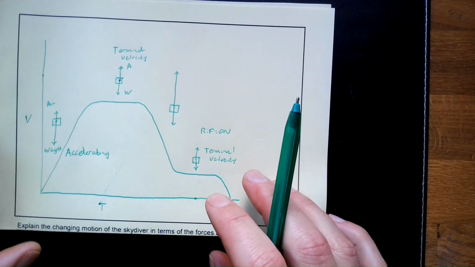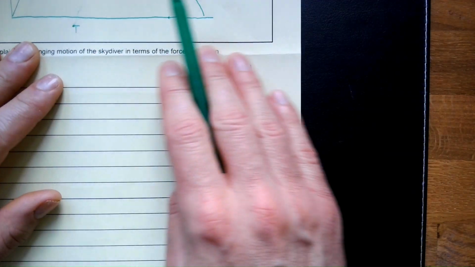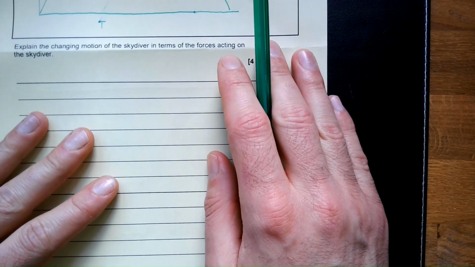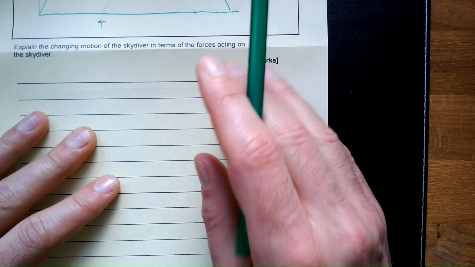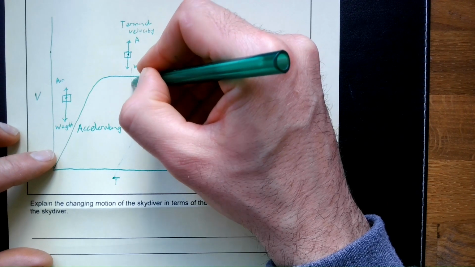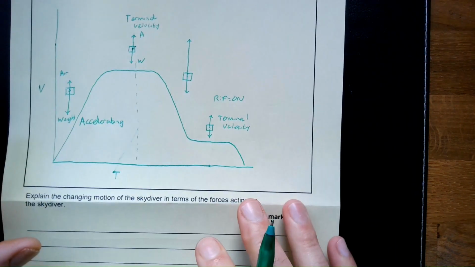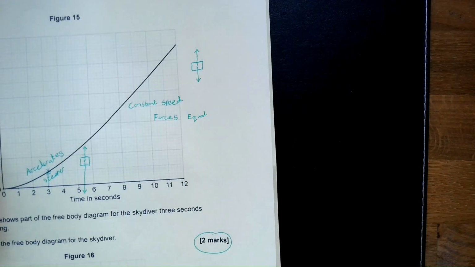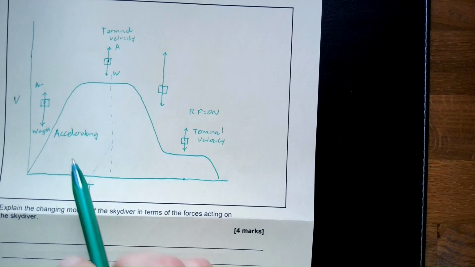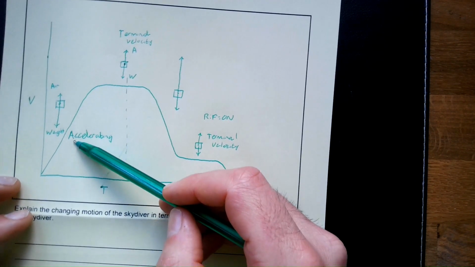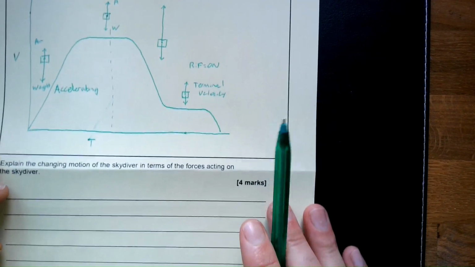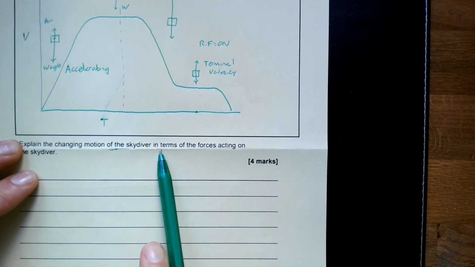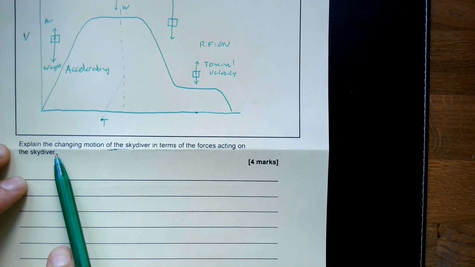Now, this question just here says, explain the change in motion of the skydiver in terms of forces acting on the skydiver. So they're only wanting this first little bit, from there to there, because that's all the graph showed on the previous one. We've got a distance time graph here, but you could see it accelerates and then it goes at a constant speed. And we've got a velocity time graph here that shows the same thing. It accelerates, then goes at a constant speed. So it says, explain the change in motion of the skydiver in terms of forces acting on the skydiver.